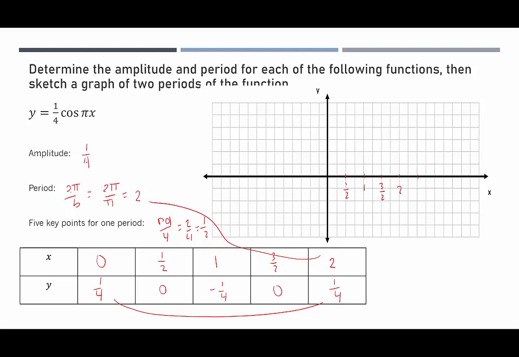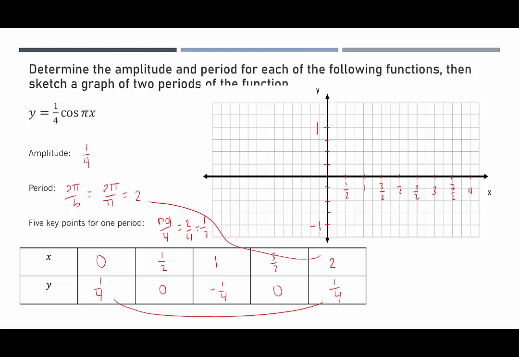This would be 5 halves. Then we have 3, 7 halves, and lastly, we have 4. I'm going to actually do this: 1, 2, 3. Here's where I'm going to put 1. 1, 2, 3, and here's where I'm going to put -1. That way I don't have to do a really tight graph. I can just change the increments of y to make my graph a little bit easier to work with.